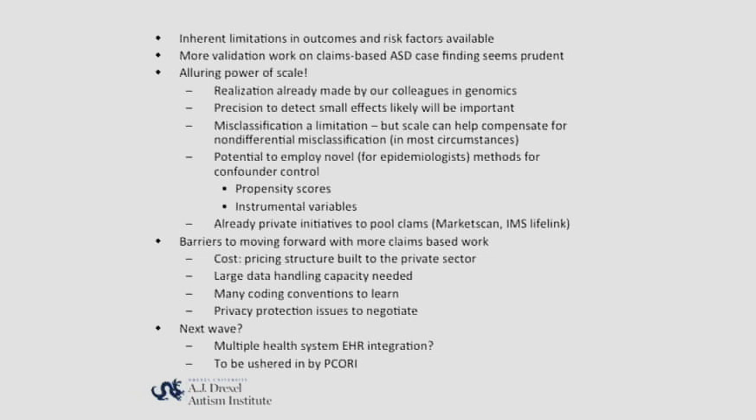And then I think something else is that in claims data, we have the potential to employ some novel methods to control for confounders, which I didn't talk about here today, but there are techniques called propensity scores and the use of instrumental variables that are gaining traction in epidemiology and have a lot of potential for better confounder control. And we can implement these approaches in claims because of the richness of data that we have available there in terms of many diagnostic codes and many procedure codes.